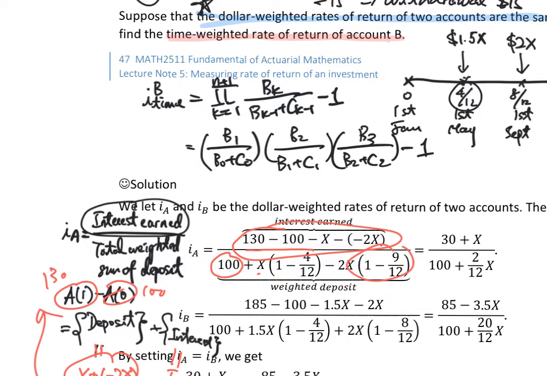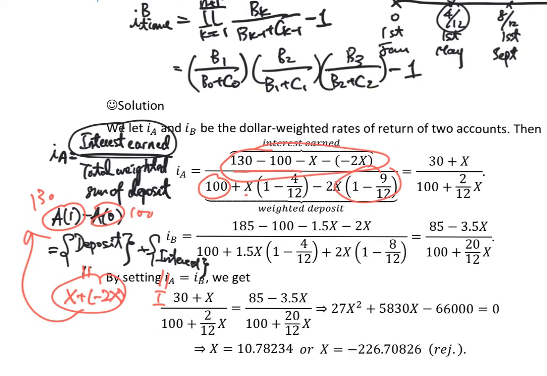So then that will be the dollar weighted rate of return of account A. Then you just do a little bit of algebra, and you will have this I_A in terms of s. Then similarly, you can do the same trick for account B, and you will find that the dollar weighted return of account B will be equal to this number. Then after this, remember, because these two dollar weighted rates of return are the same, right?